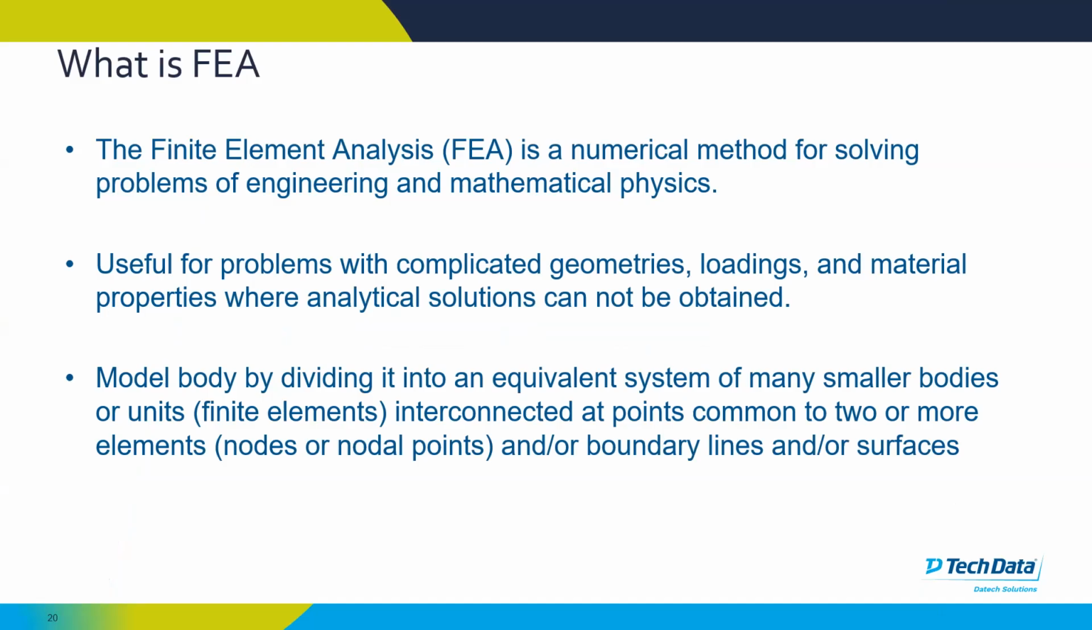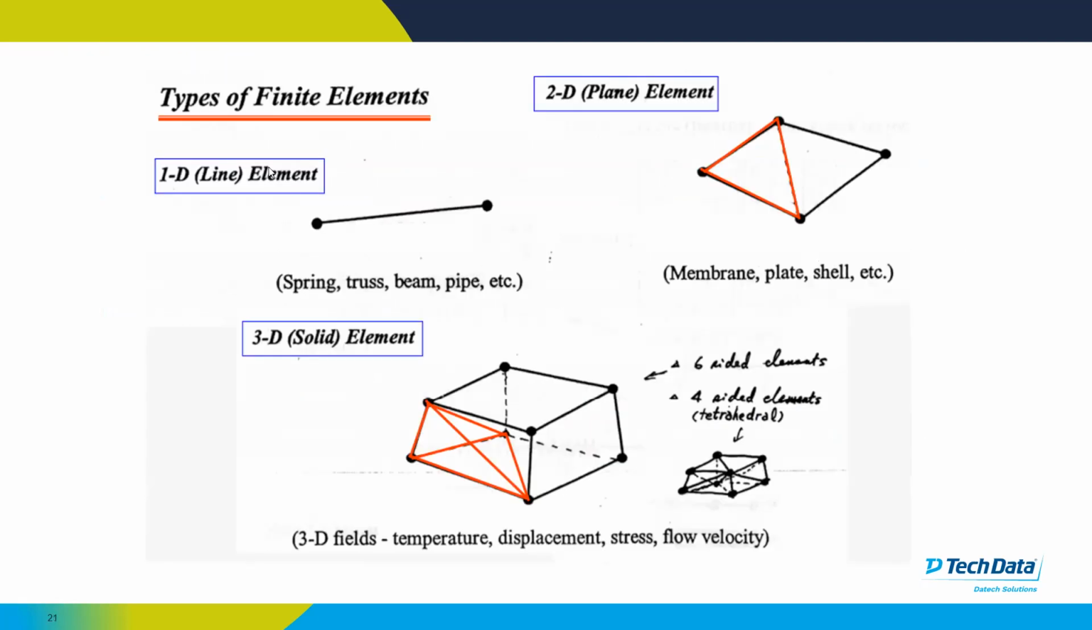So basically, to put it in simpler words, FEA is a method of solving problems of engineering and mathematical physics by taking big components, big areas, big profiles, and separating them into smaller areas, and the calculation is made on the smaller areas. So the model body is divided into smaller equivalent systems, and then can be calculated accordingly based on the surface data. Here are the types of finite elements: 2D line elements, 2D plane elements, and 3D elements.